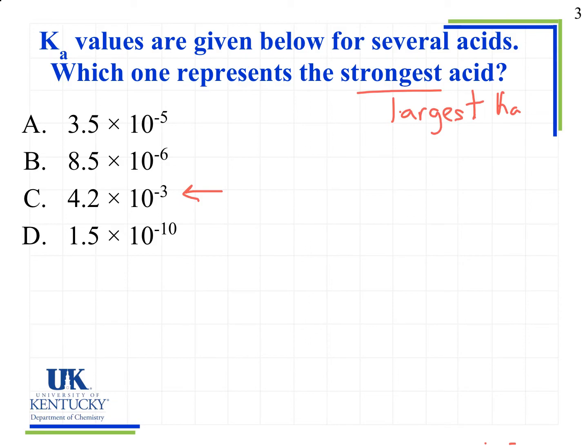So what would be the pKa value for this acid? And if I look at the pKa values, which one will have the largest pKa value? Remember that the smallest Ka value will have the largest pKa value. When you're looking at scientific notation, be careful that you notice the negative signs. Remember that 1.5 times 10 to the minus 10 is a much smaller number than any of the other values.